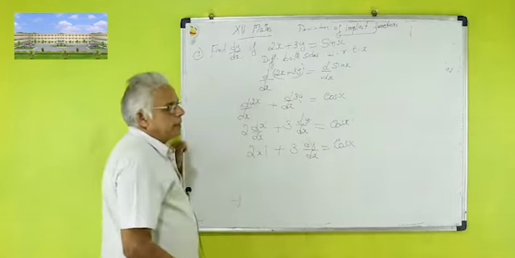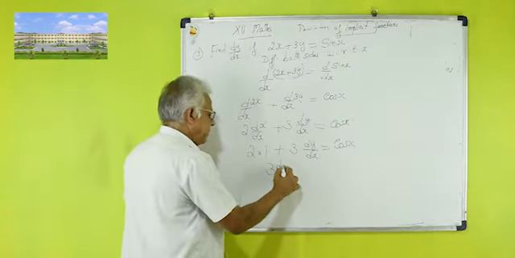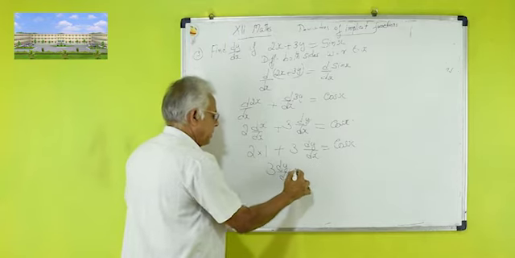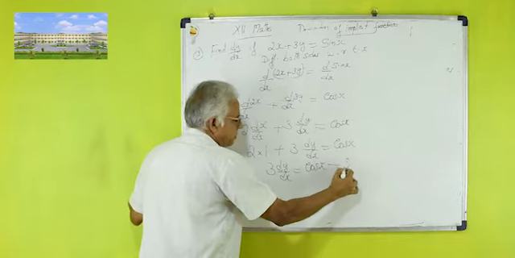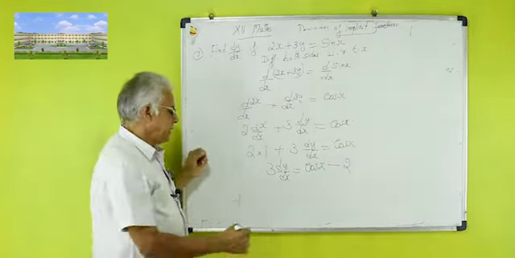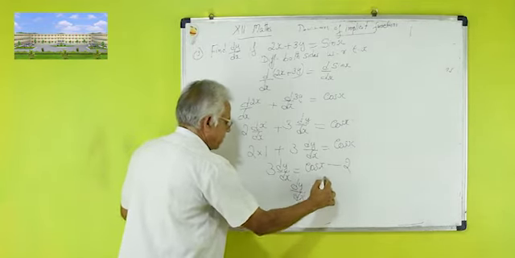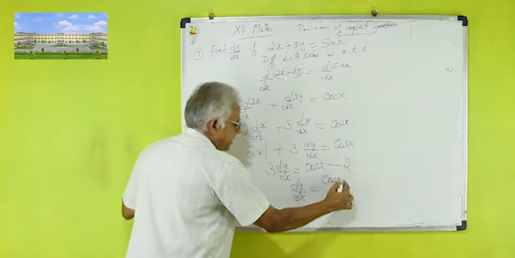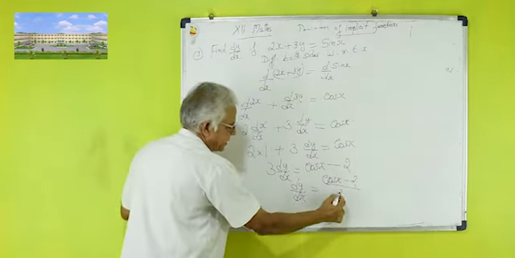Next step, take the dy by dx terms on the left side. 3 into dy by dx is equal to cos x minus 2. Then dy by dx is equal to cos x minus 2 divided by the coefficient of dy by dx, which is 3.